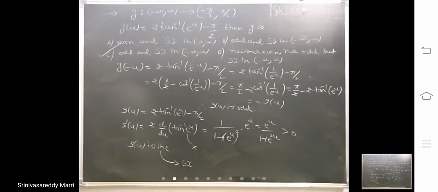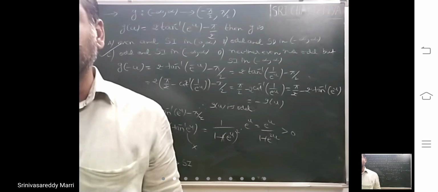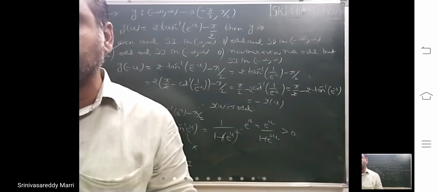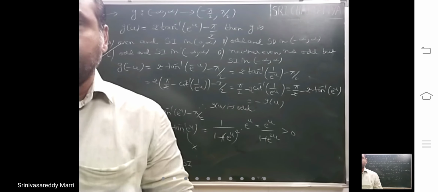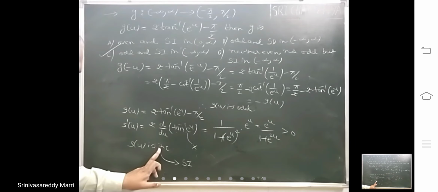I have told you increasing functions are of two types. What are those? Strictly increasing function and non-decreasing function. Right. So this you got greater than 0. That means you can say it is increasing or strictly increasing.